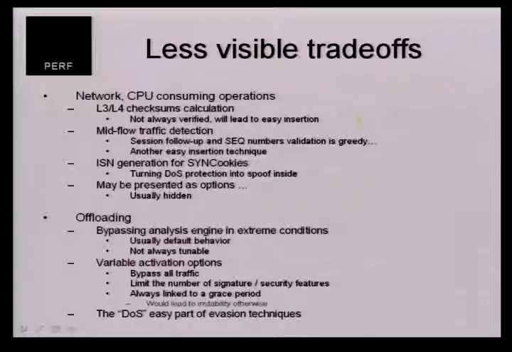And you've got some others which are kind of less visible, like some operations that use a lot of resources, like just calculating checksums. What for? Okay, remote systems are going to do it. So sometimes layer 3 or layer 4 checksums are not going to be calculated. So it makes it very easy to do some insertion there. Mid-flow traffic detection: follow all those sessions and sequence numbers. That's boring. That's taking time, memory, resources. Okay, maybe I'm not going to do it. The firewall is going to do it somewhere on the infrastructure. I don't need it.